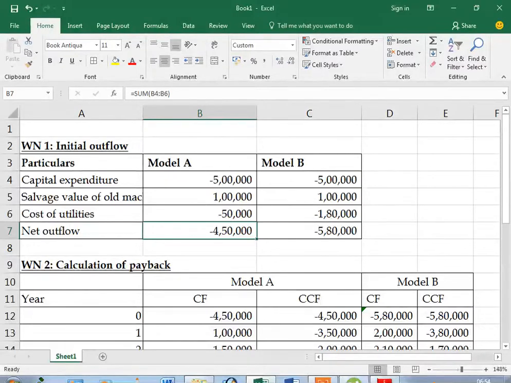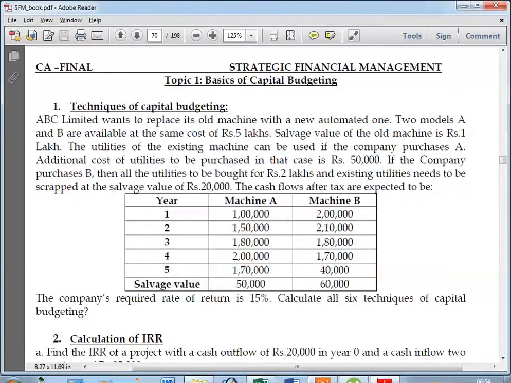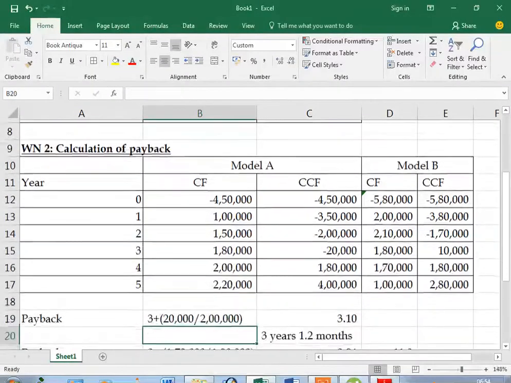4 lakh hit. How 4 lakh hit? On day 1 you have paid 4,50,000. On year 5 you are getting back only 50,000. Over a period of 5 years, can you tell me what is the total of cash flows? Don't include salvage value there. Normal cash flow over a period of 5 years. How much? 8 lakhs. Now please listen.